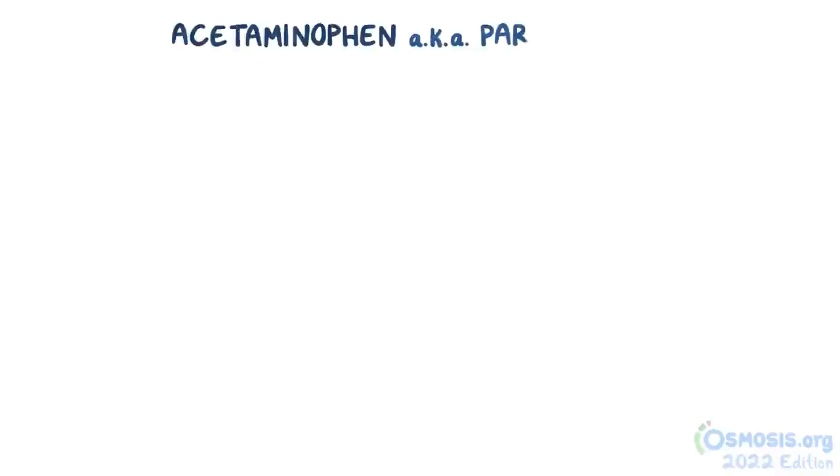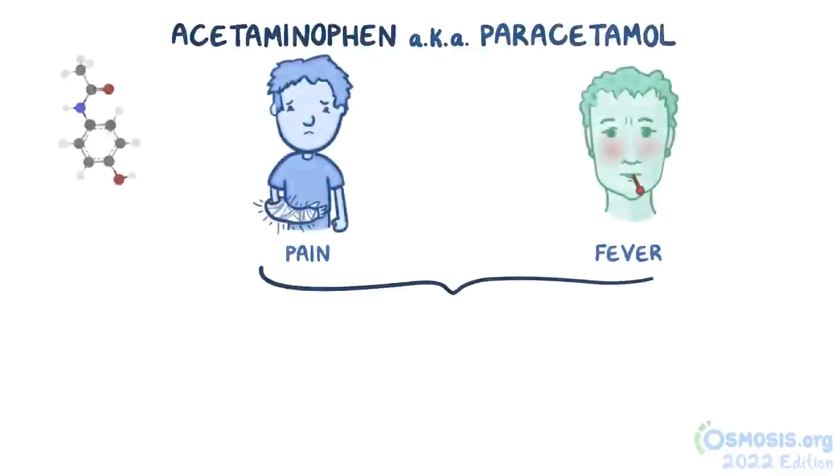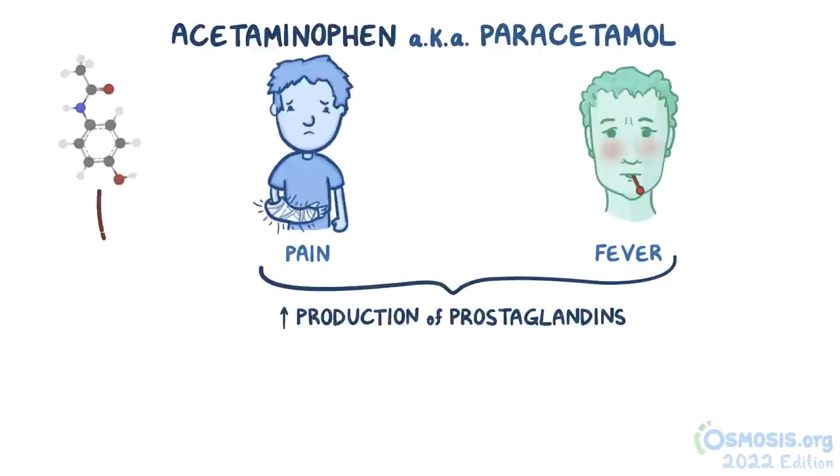Acetaminophen, also known as paracetamol, is mainly used to treat pain and fever. These conditions are related to an increased production of pro-inflammatory chemicals called prostaglandins. Now, acetaminophen works by decreasing the production of prostaglandins, thereby relieving pain and reducing fever.